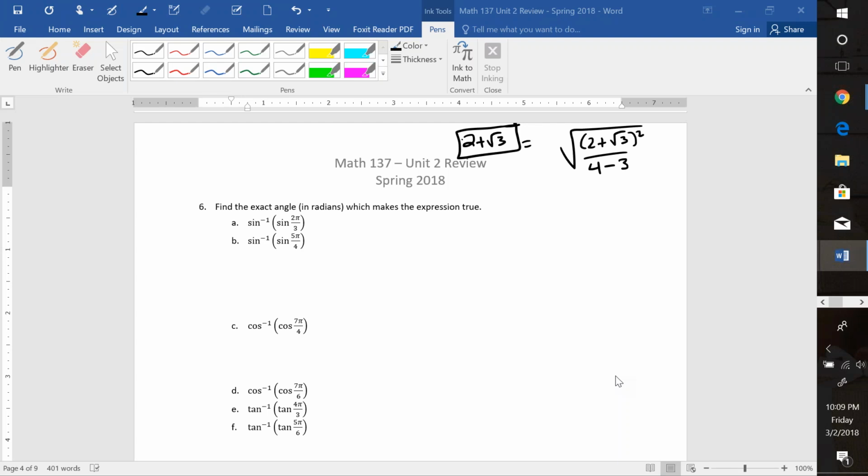All right, for number 6, we're looking at finding the exact angle in radians, which makes the expression true. And these are the inverse and original functions. And remember, the thing you have to remember about these is that when you have, say, a variable, let's just call it a equal to sine of theta, this is the angle, and the answer to that is a ratio of a triangle.